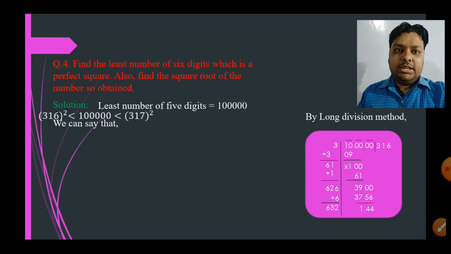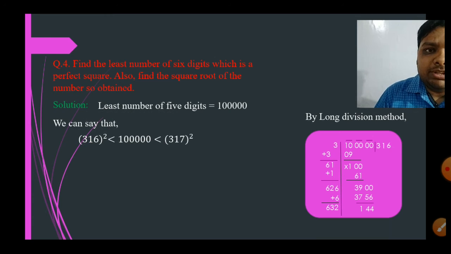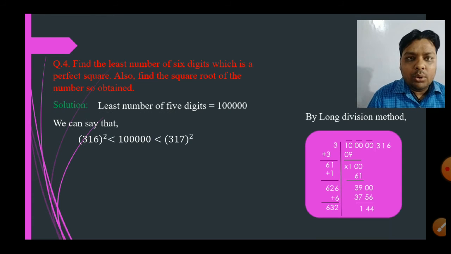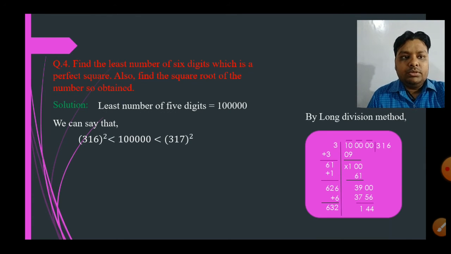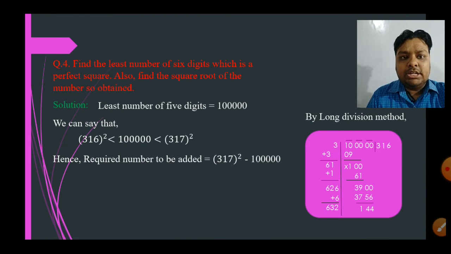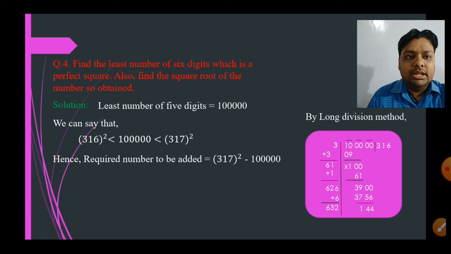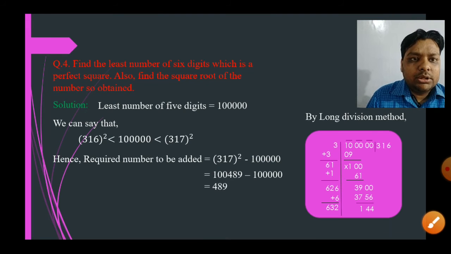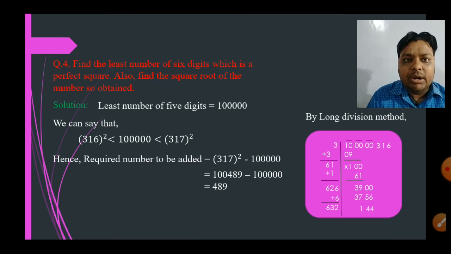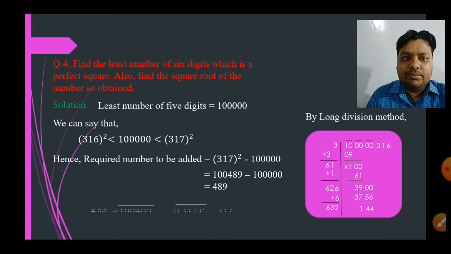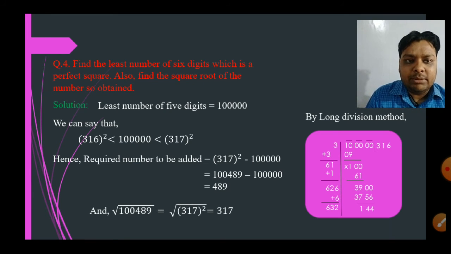So we can say that this number is lying between 316 squared and 317 squared. To find the number which must be added, we will find 317 squared minus 1 lakh. So it will be 100489 minus 1 lakh. What do we get? 489. It means if we add 489, then the required number we get will be 100489, which will be our answer, and the square root of that number will be 317.